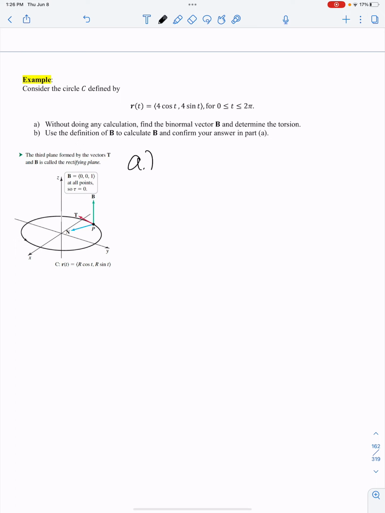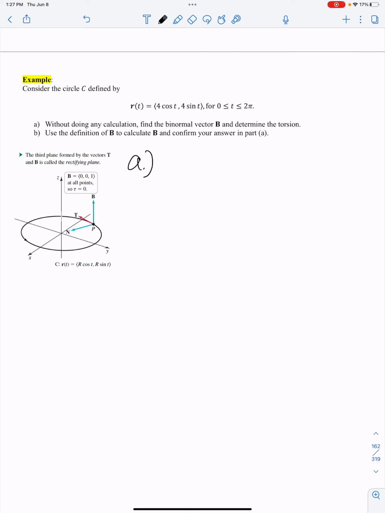Okay, so if I look at part A, here's my picture. It's a circle. We know torsion goes out this way. Makes sense, it's moving. And then remember, n points in the way that it's curving. So they're both flat like that, which means, remember, our binormal vector is determined by the cross product, which makes them orthogonal to both. So we literally have b just pointing in the direction of z.